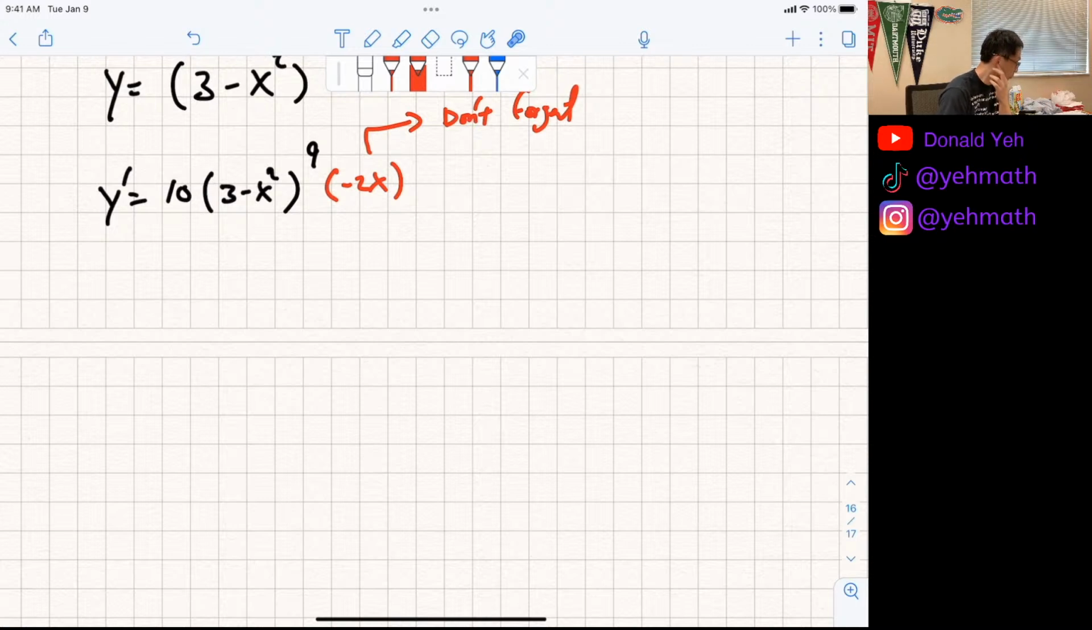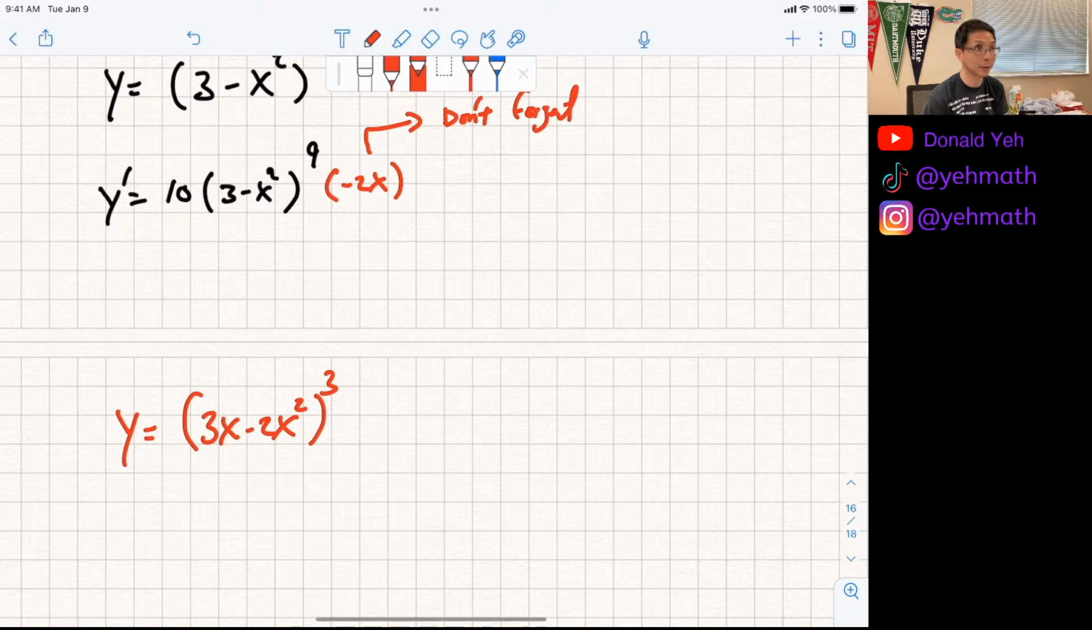Wait, is that just the answer? Well, yeah. I want you to take a derivative of one of them here. So y equals 3x minus 2x squared to the 3rd power. I want you to try to take a derivative of this one. It's very easy. Just try to take a derivative.